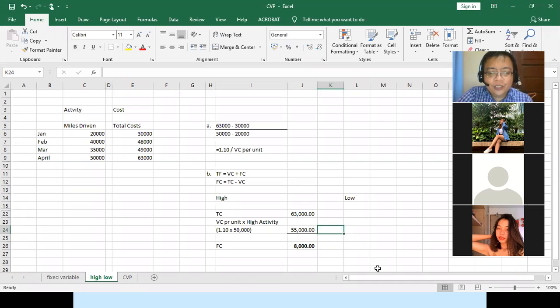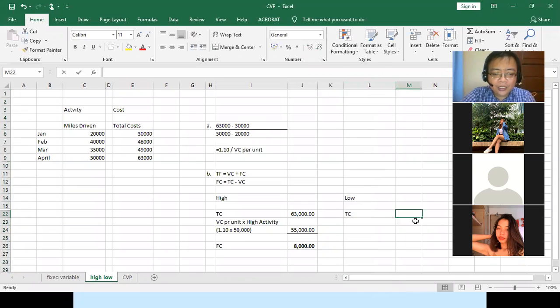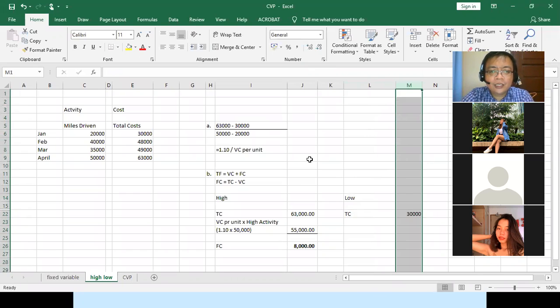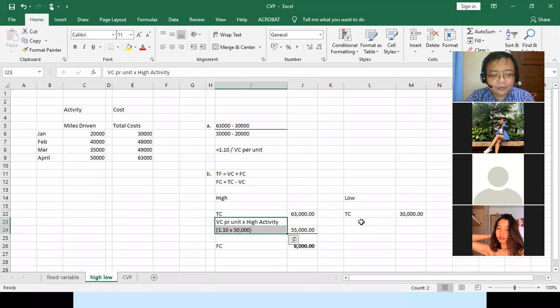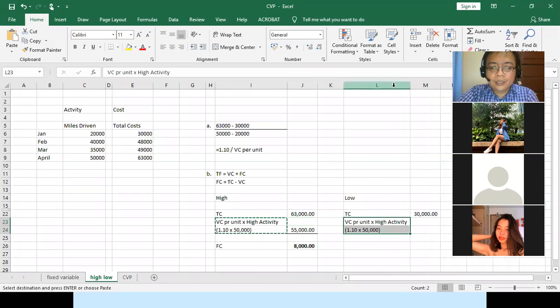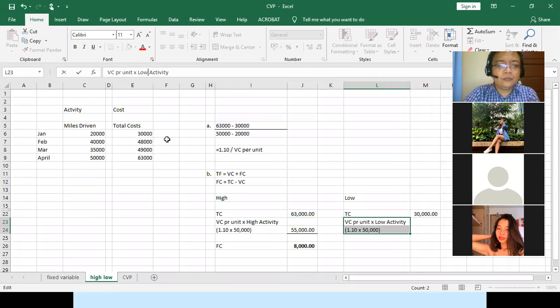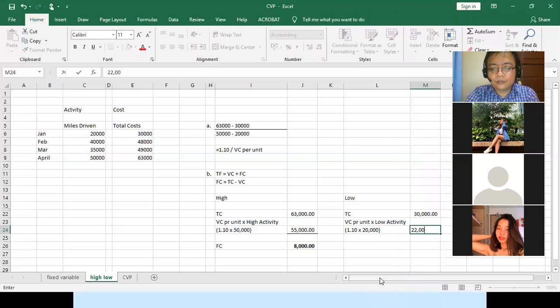To check if it is correct, you also compare it with the low activity. How much is the cost at low activity? This is its cost, 30,000. So you put here 30,000. How about the variable cost? You compute the same as this. Variable cost, let me copy it first. But this is no longer the high activity but the low activity. So 1.10, how much is our low activity? It's 20,000. So you have 22,000. Okay, very good.